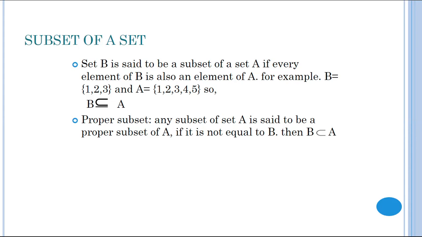So it means 1, 2, 3 are also present in set A. So it means B is a subset of set A.